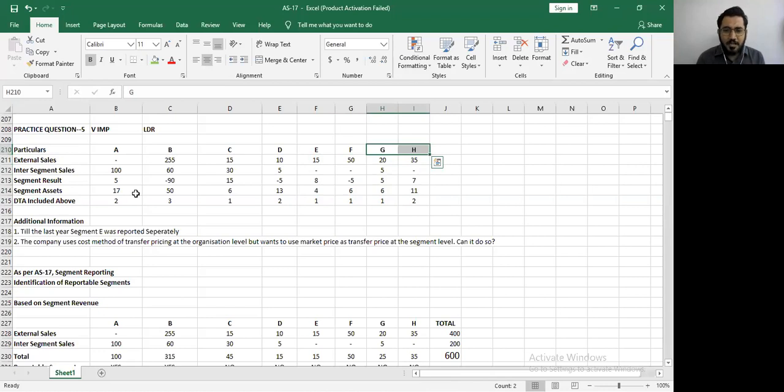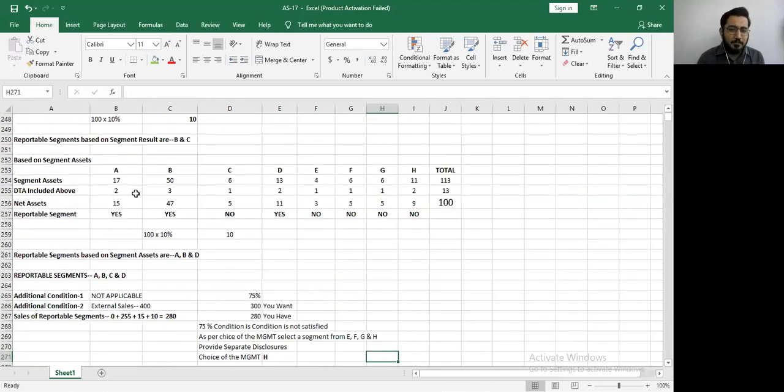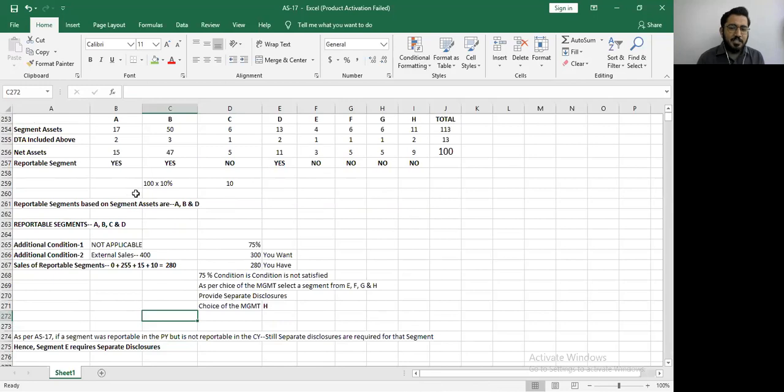Looking at G and H, I come to know that my revenue from G is less compared to H, and H has higher profits. So because H has more revenue, more profits, and more assets, I would like to report H. So H now becomes my reportable segment, the choice of the management, and this is the segment I will separately disclose. Are you understanding? This is how you make the choice of which segment to be reported if the 75% condition is not satisfied. Right, so I hope Harshit and Akshay, both your doubts are solved.